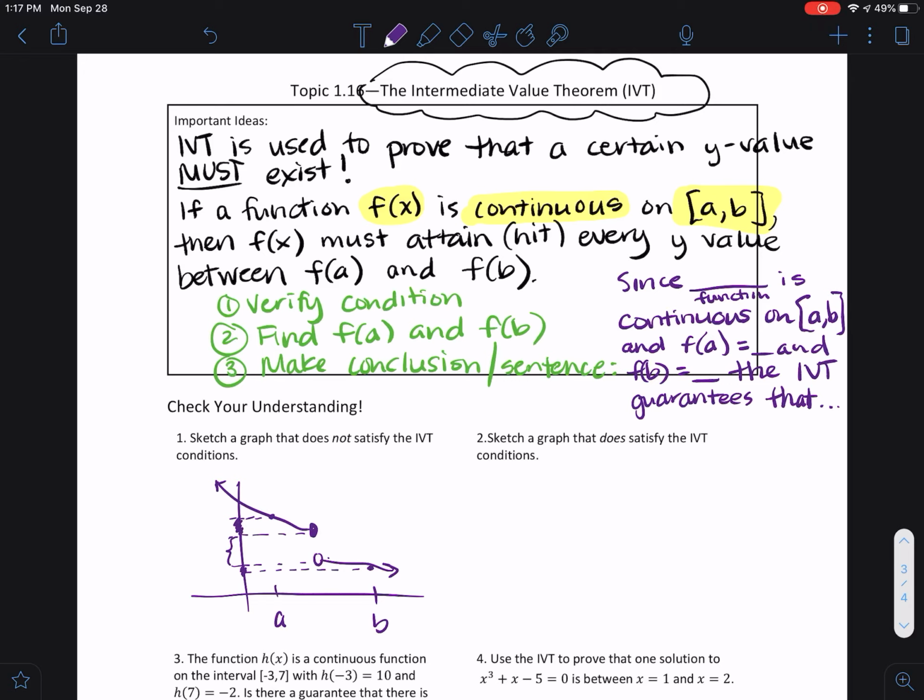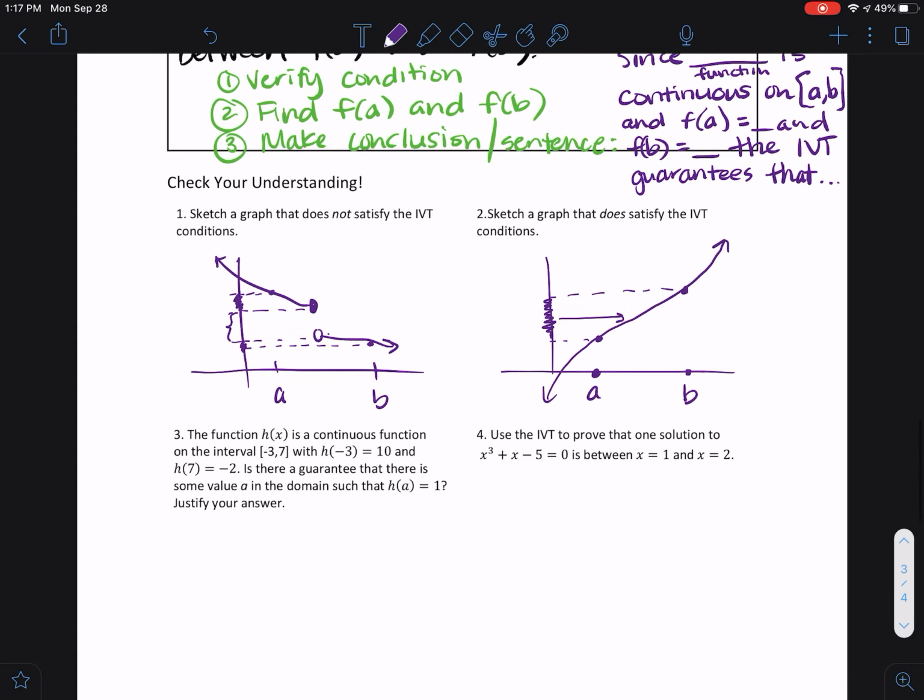Now let's sketch one that does satisfy it. So from A to B, our function has to be continuous. Because it's continuous, I know that every single y value in here is touched as part of my graph. Okay, so let's apply it.